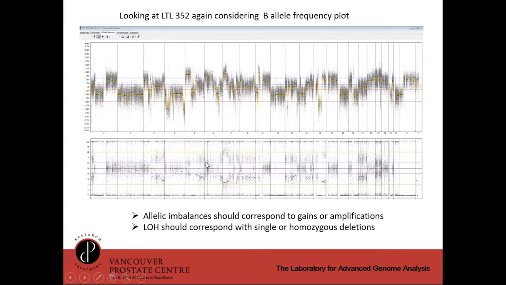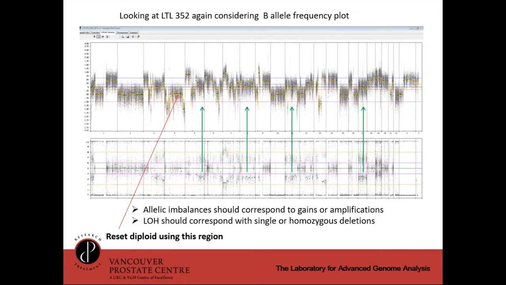And so before I get too deep into this, whenever I start doing these comparisons, the two things that I have in the back of my head are: allelic imbalances, which you usually see around these two lines right here, should correspond with gains or amplifications in the same spot up above in the copy number plot. And the converse of that is loss of heterozygosity, so follows around this area here, should correspond with single copy or homozygous deletions up in the copy number plot.